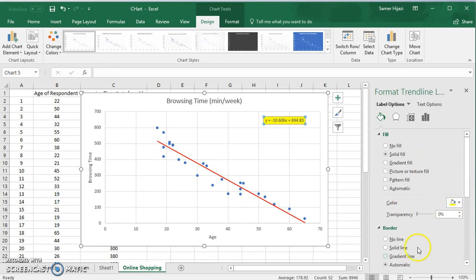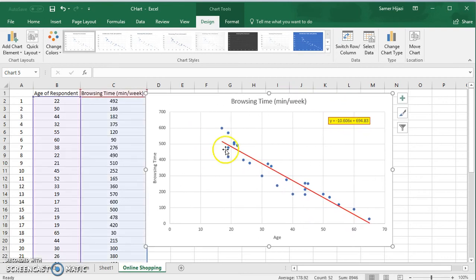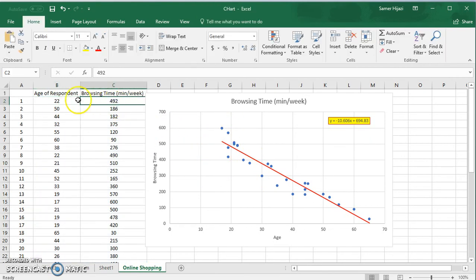And of course you can change the order. Now we have the equation of the line, and we have the line of best fit, and we have the actual data. Now in a scatter diagram, what does each one of these data points represent? Each point represents both x and y. We call it ordered pairs. So if you look at the first point, if the person is 22 years old, he spent 492 minutes browsing.